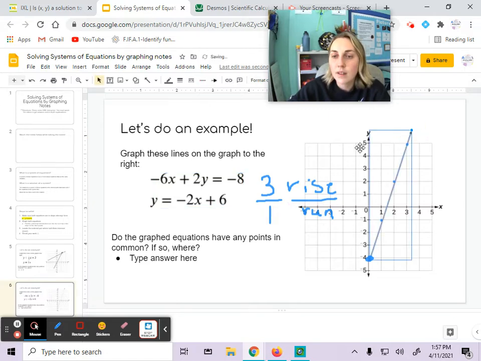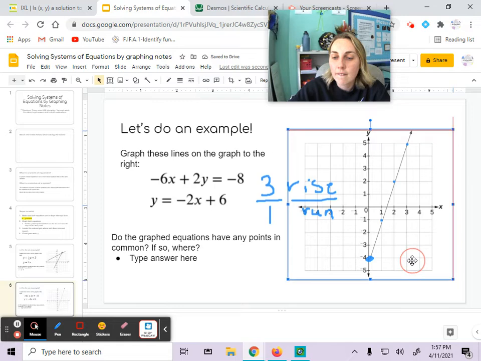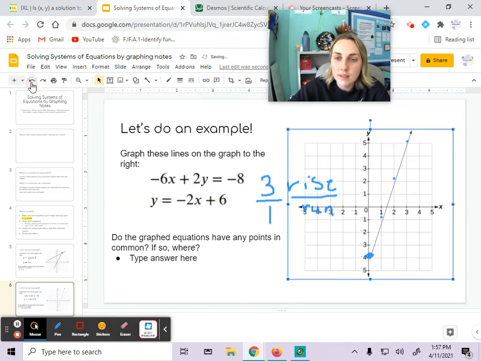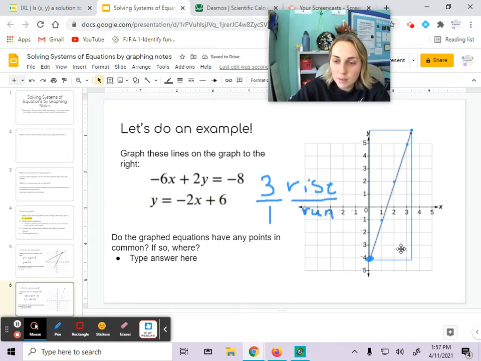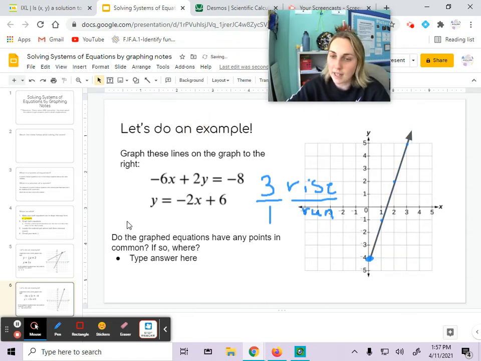All right, there we go. I want to move this. There we go. Or, no, I just want to make the line bigger so y'all can see better. All right, so there's my line for my first one. So now I'm going to move on to the next one.